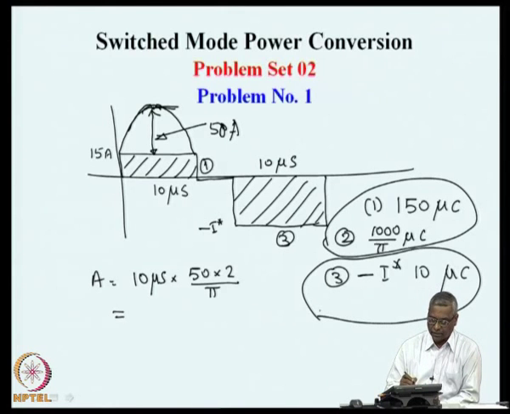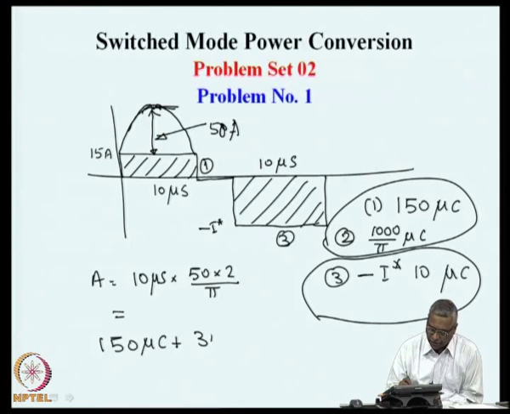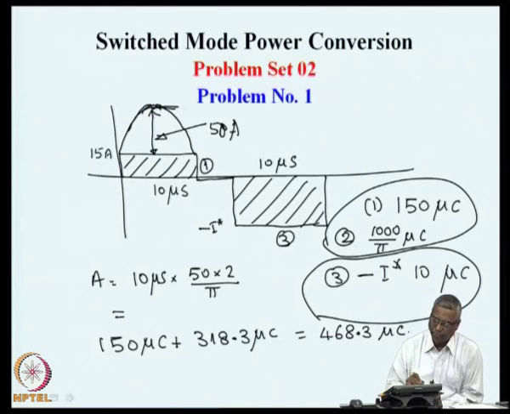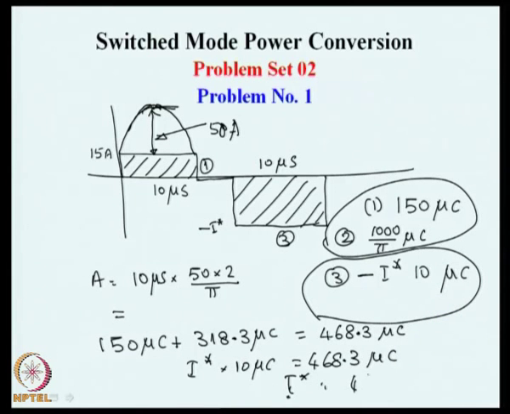If we add the positive areas and equate it to the negative areas, we will be able to get I star. So these positive areas add up to 150 microcoulomb plus 1000 by pi, which is 318.3 microcoulomb, and that total is 468.3 microcoulomb. The negative area is I star into 10 microcoulomb. So these two are equal, and we can write that I star is 46.83 amperes.